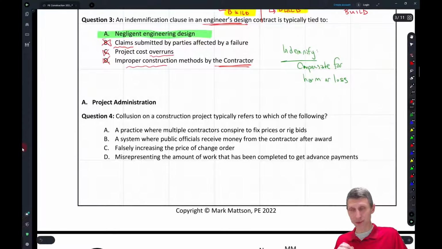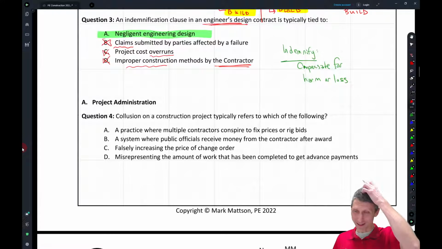So a bunch of conceptual questions. We will get to some numbers later on, but collusion. Oh man, you've got to watch out for collusion. So we'll hit on the mafia later on. But collusion on a construction project typically refers to which of the following. So these are all four things that are not good. Okay, but let's read through them. A: a practice where multiple contractors conspire to fix prices or rig bids.